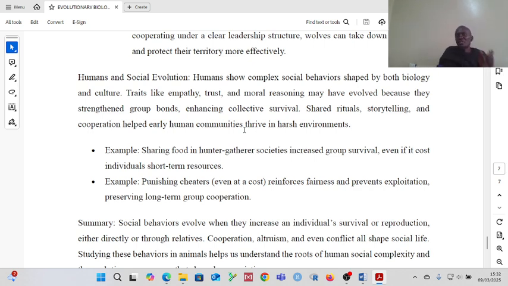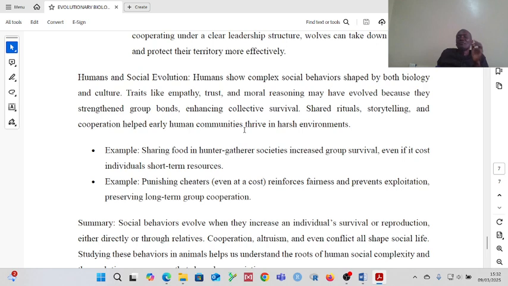But now the shared rituals, storytelling, and cooperation, those are some of the things that are likely to have helped human societies in the early times to thrive in harsh environments. So the rituals they had, the stories, the cooperation, the support that they extended to each other, that is what will have helped them to survive the harsh environments in those early times.